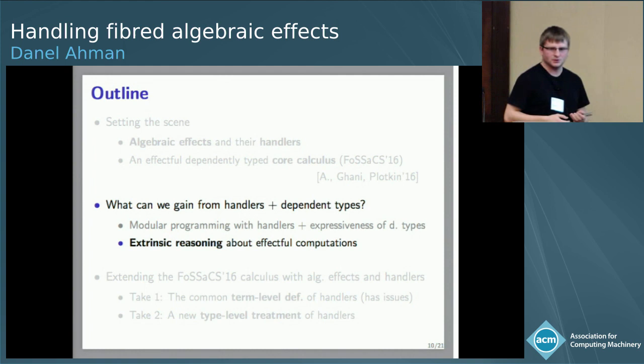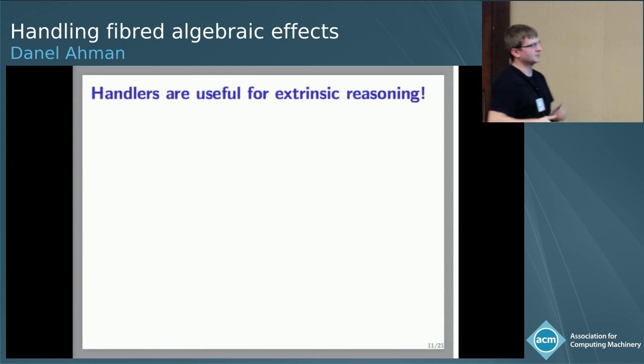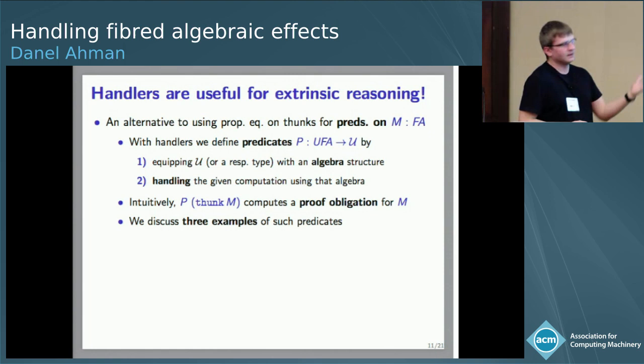They're useful for this notion of extrinsic reasoning, in the sense that the types of the computations are not very expressive, but there are going to be predicates on the side, defined using the handlers, that describe the specifications of your programs that you're interested in. So the idea is that we're looking at computations that will return some values of some type A, and we want to define predicates over them, or predicates over functions of them, because types can only depend on values in this setting.